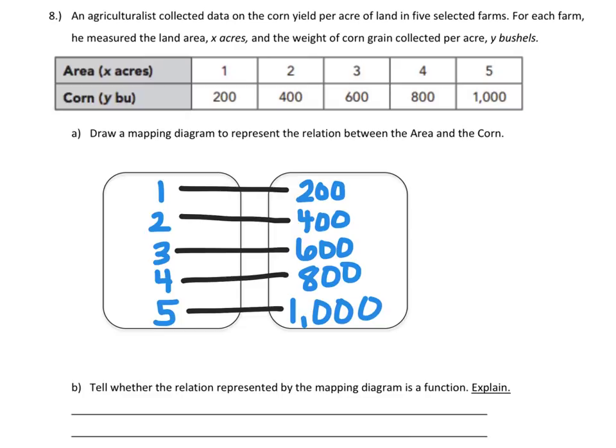So is this a function for part B? Tell whether the relation represented by the mapping diagram is a function and explain. Remember, to be a function, for every input, there is only one output. This is a 1-to-1 relation, so therefore this is a function. So our explanation could be something like this. Yes, this is a function because every input has exactly one output. If you wanted to give further details, you could talk about 1 goes with 200, 2 goes with 400, etc.